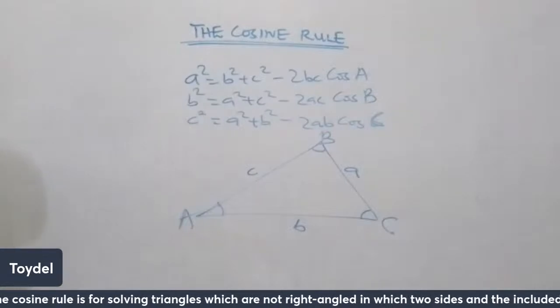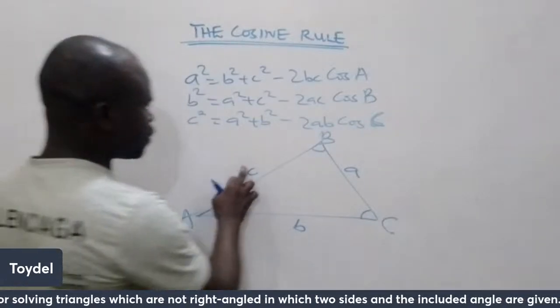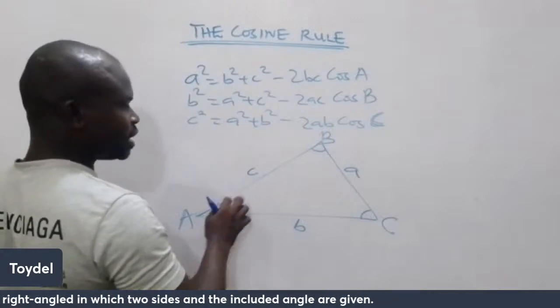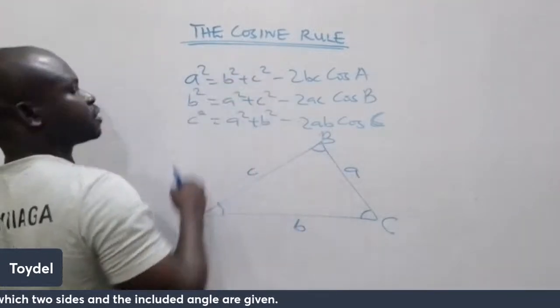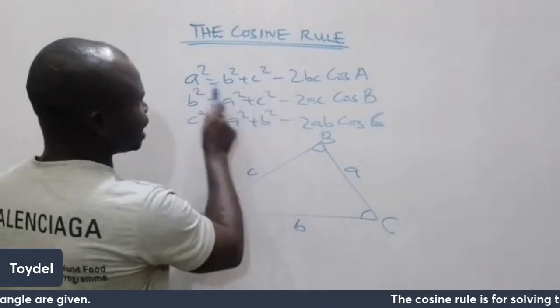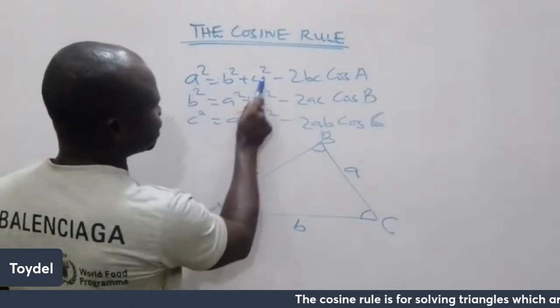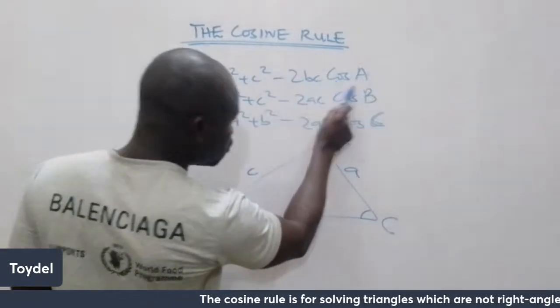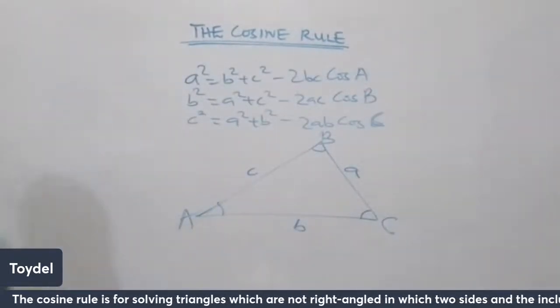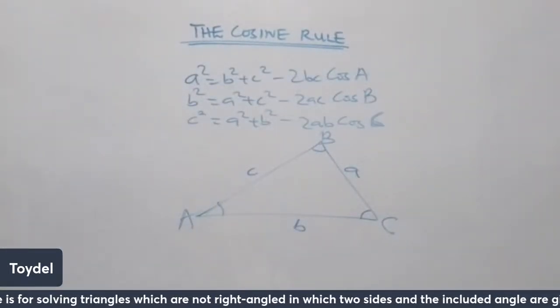So what we are trying to say is that if you are given all the three sides and you are required to find the three angles, we can apply the cosine formula. Let's say you are given all the three sides. By the time you substitute the values, you will be able to get the cosine of A. And once you know the cosine of A, just find the inverse cos. You are going to get the value of A.